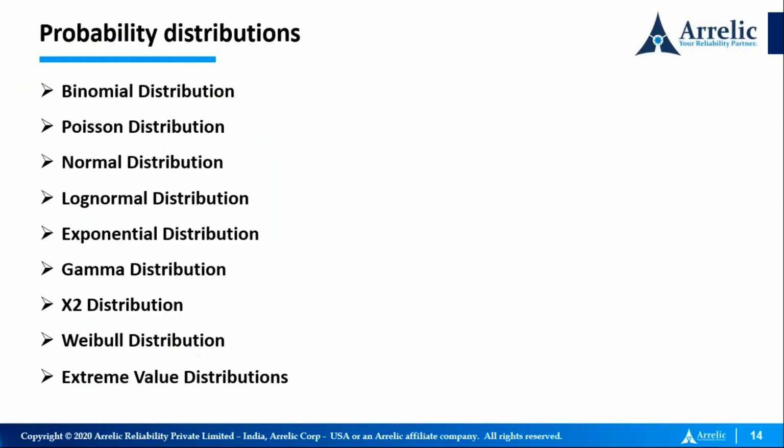Now let's talk about the probability distributions: binomial distribution, Poisson distribution, normal distribution, log normal distribution, exponential distribution, gamma distribution, chi-squared distribution, Weibull distribution, and extreme value distributions. People who study statistics are more familiar with these. We will talk about two or three of these distributions that are most commonly used in our work in the reliability field.